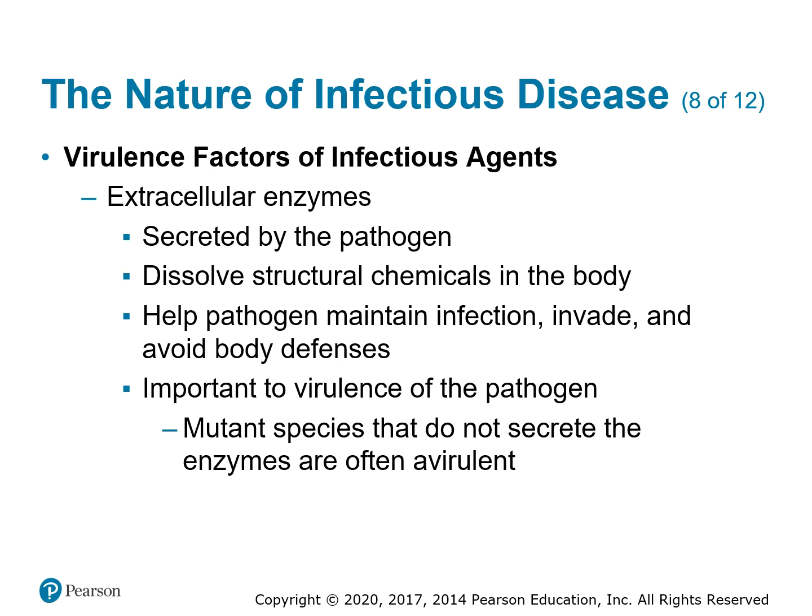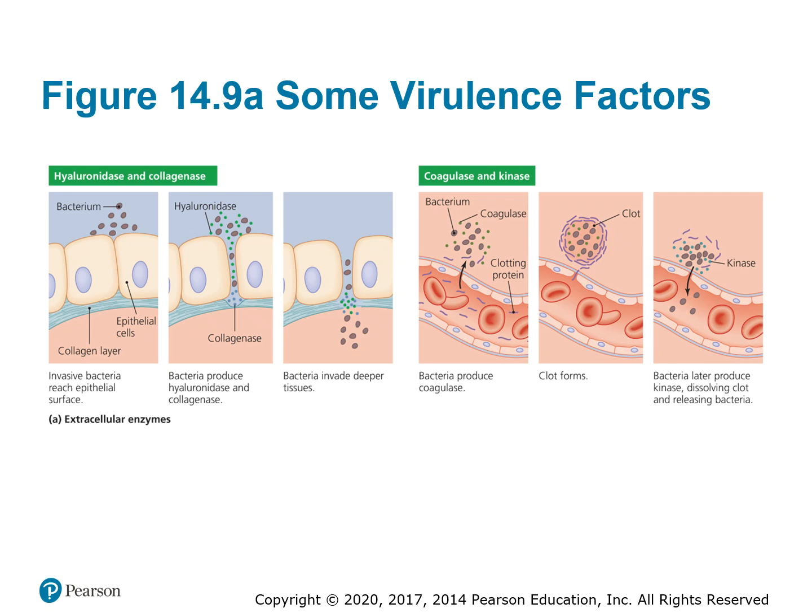Mutant species do not secrete the enzymes. These are often called avirulent. So sometimes you have viruses or pathogens in your body that shouldn't be there, but they don't do anything. And so we say they're present, and we refer to them as being avirulent because they're not able to make you sick. So here it's just showing you how some of the extracellular enzymes work.